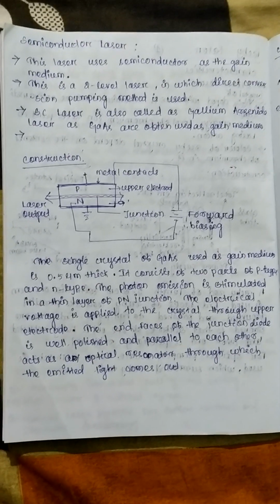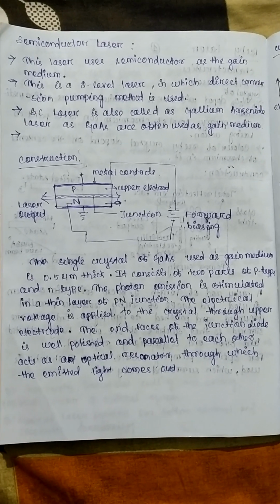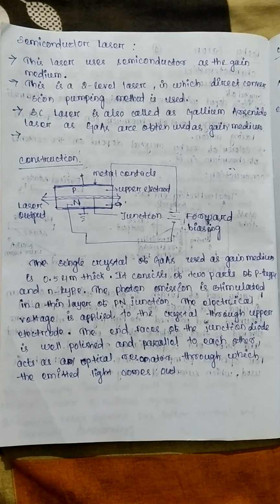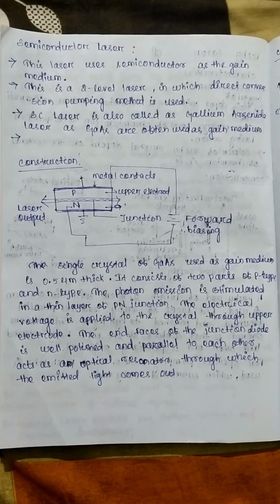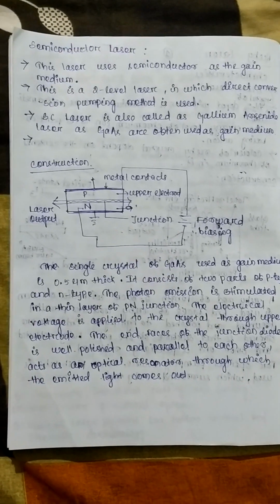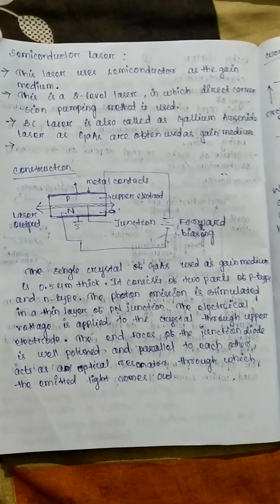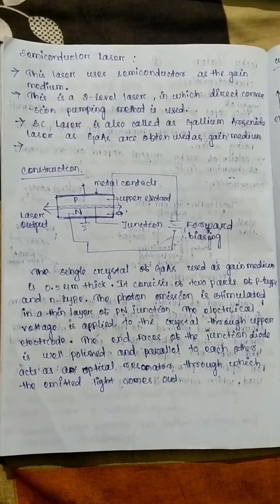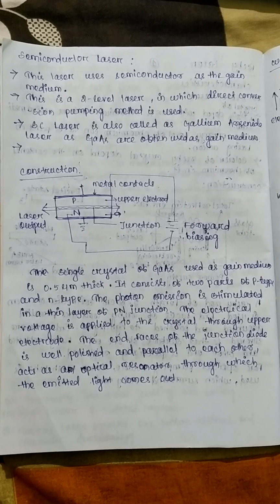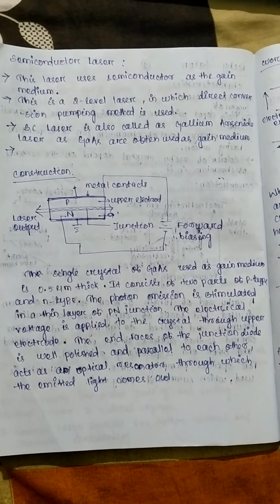Semiconductor laser. This laser uses semiconductor as the gain medium or active medium, and semiconductor laser is a two-level laser in which the pumping method that is called direct conversion is used. Semiconductor laser is also known as gallium arsenide laser, as gallium arsenide is the most often used gain medium.